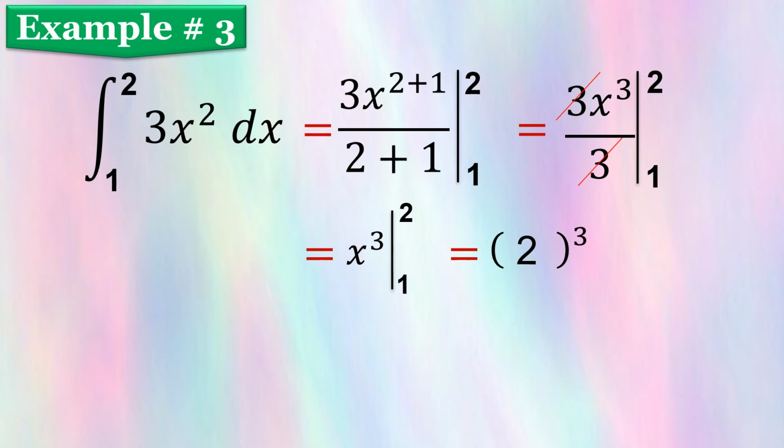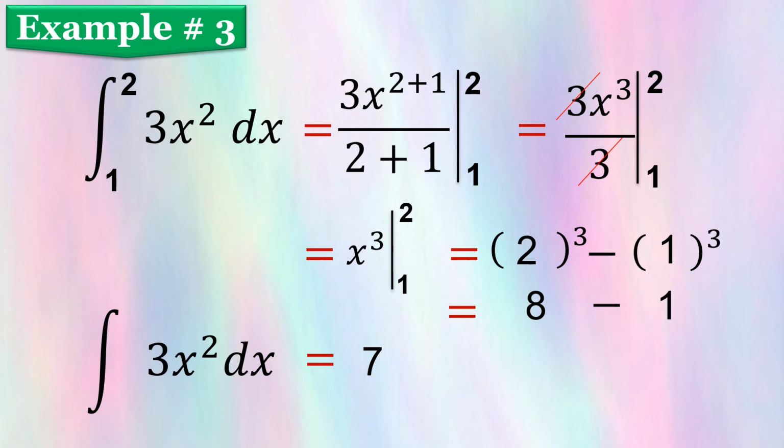So we have 2 to the third minus 1 to the third. And 1 to the third is equal to 1. So 2 to the third is 8. 8 minus 1 is equal to 7. So therefore, the integral of 3x squared dx from 1 to 2 is equal to 7.